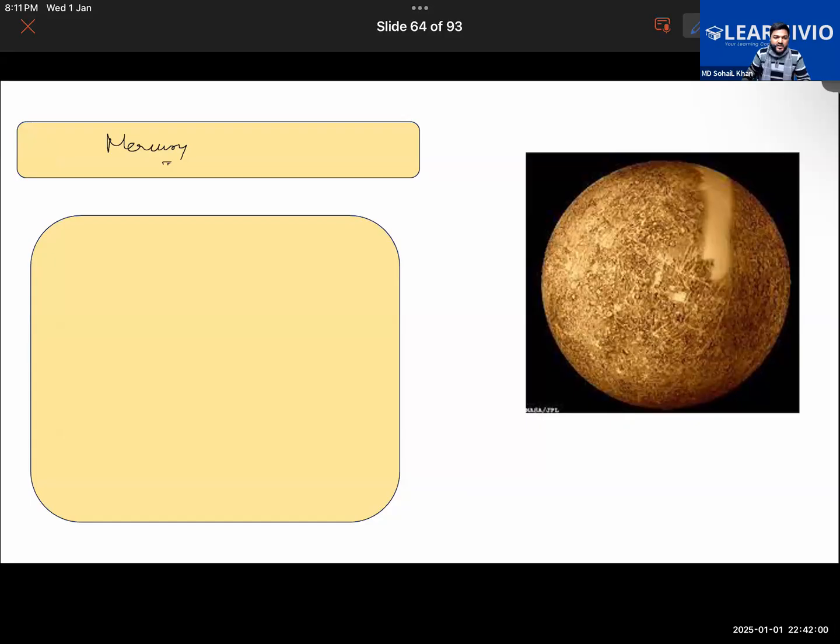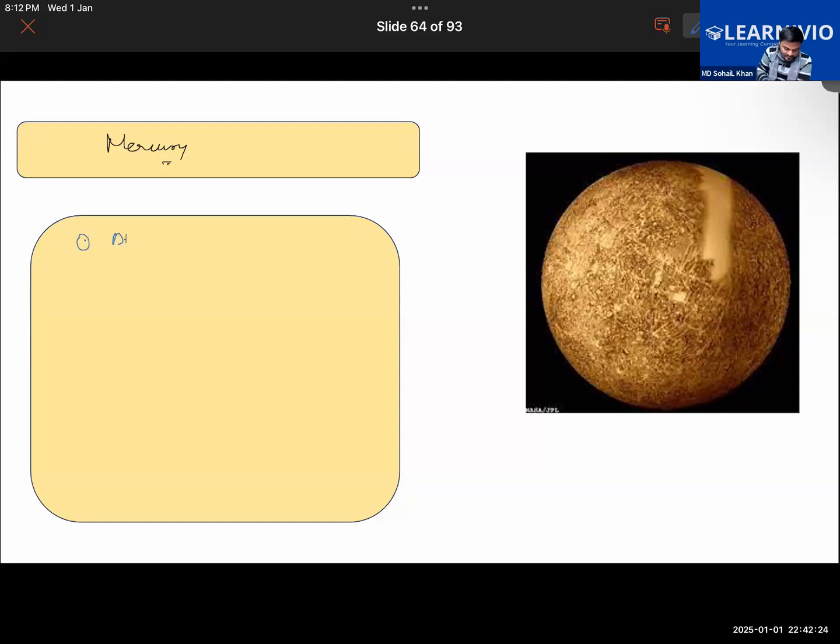So Mercury is the smallest planet out of the whole solar system, right? And the planet Mercury has a rocky surface which is covered with different craters. Different craters are there on Mercury. That is one thing. Also, since Mercury is very close to the sun, it is hidden by the sun's glare, hidden by the sun's light. So it is very difficult to see.